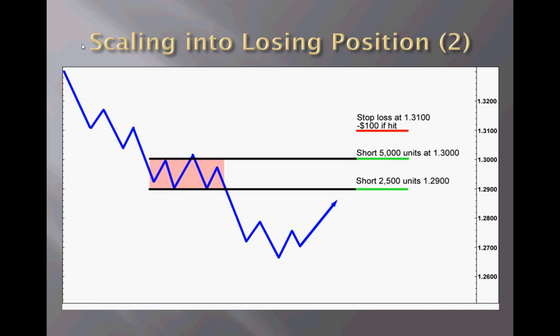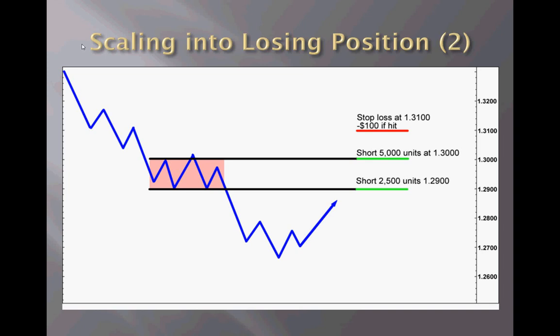Here's one way to set this up. Short 2,500 units of euro-dollar at 1.29. According to a pip calculator, 2,500 units means your value per pip movement is 25 cents. With your stop at 1.31, you have a 200 pip stop on this position, and if your stop hits, that's a $50 loss: value per pip movement of 25 cents times stop loss of 200 pips.